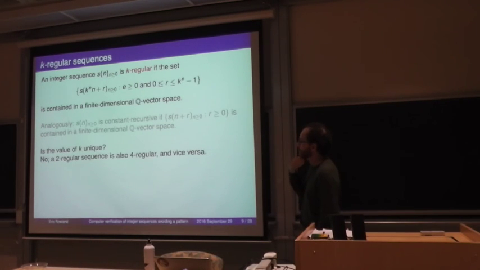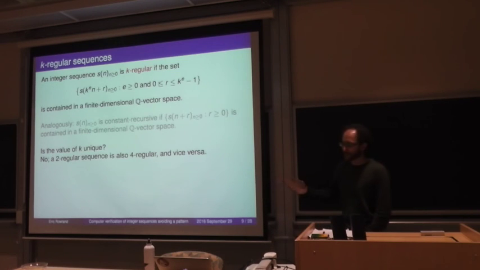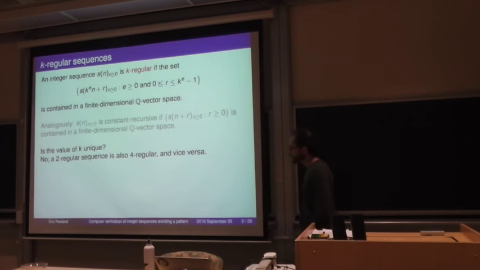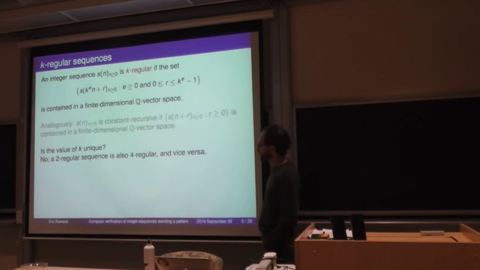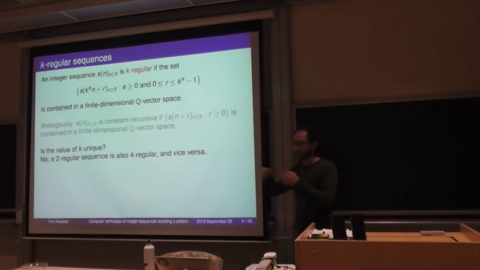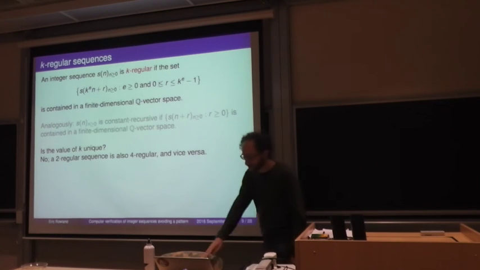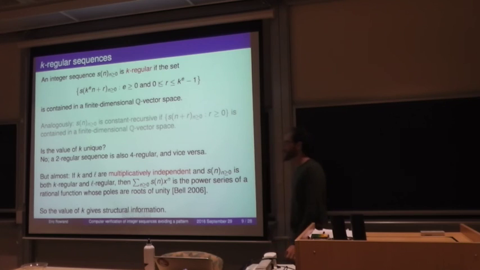But one thing that's important is to ask whether this value of k is unique, because maybe on the previous slide the lexicographically least 3 halves power-free sequence could also be 10-regular, and maybe it also reflects the base 10 digits of n. And it's not unique, actually. A 2-regular sequence is also 4-regular, because if you're working in base 2, base 4 isn't too far away, and vice versa. So it's not unique, but it's basically unique.